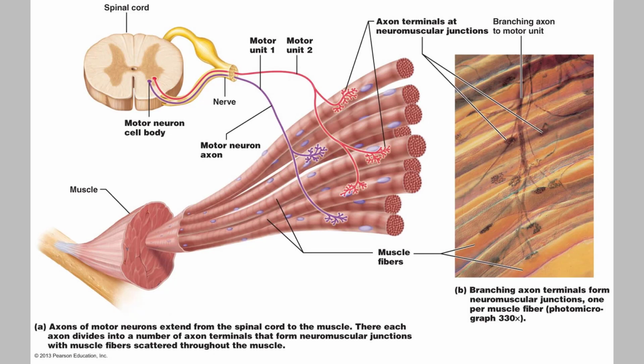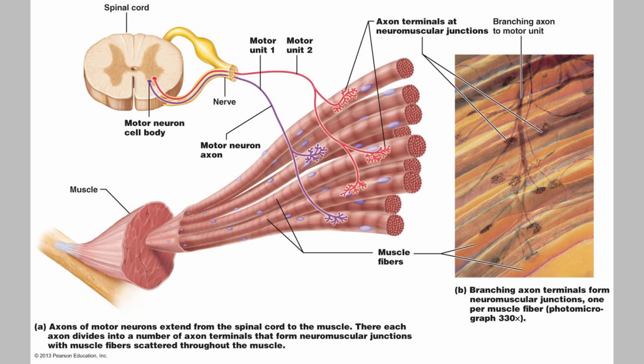Okay, so now we're going to talk about something that we've probably already talked about in lab by this point, and that is motor units. The definition of a motor unit is one motor neuron and all of the muscle cells that it innervates. One motor neuron and all of the muscle cells that it innervates.